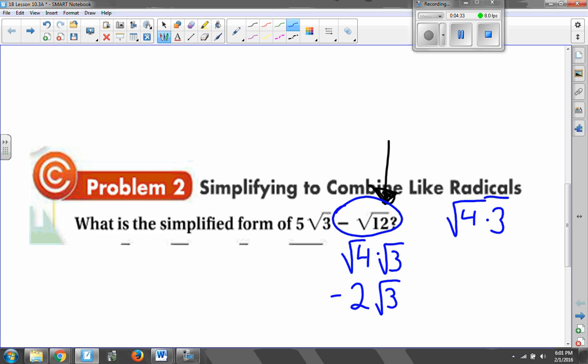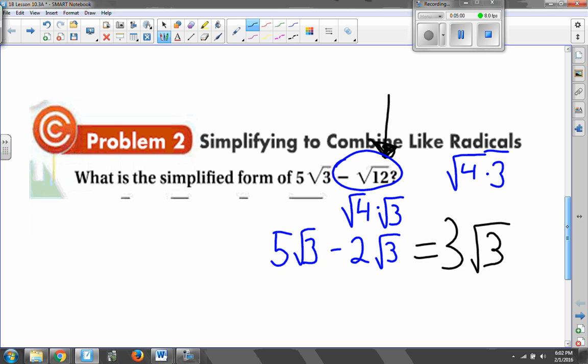So because I was able to change that square root of 12 to be 2 square roots of 3, now my expression says 5 square root of 3 minus 2 square root of 3, and we all know that means 5 take away 2 gives me 3 square root of 3. So we can look to simplify these radicals and then add or subtract them once those square root numbers are the same.